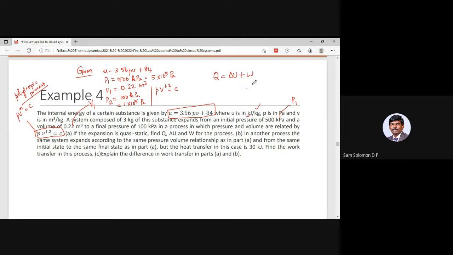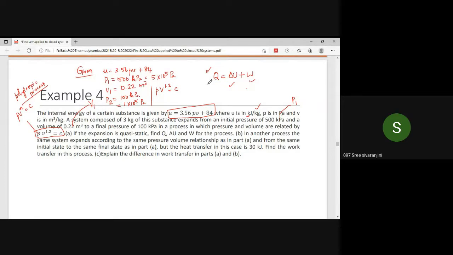Now, how do I find Q? How do I find delta U? How do I find W? None of them is given directly. This is an open question. Can anyone tell me how to find work transfer first? Very simple question. How to find work transfer?